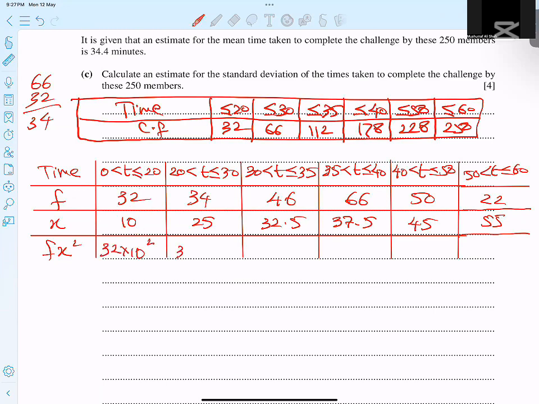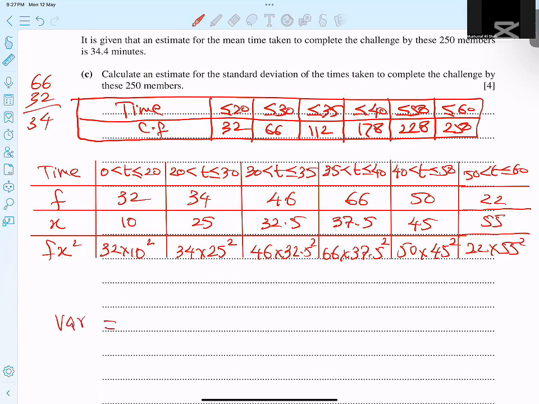And next one, 34 times 2, 25 square. I'm saving my time into 32.5 whole square. And 66 into 37.5 square. 50 times 2, 45 square. 22 times 2, 55 square. And what is the variance formula?